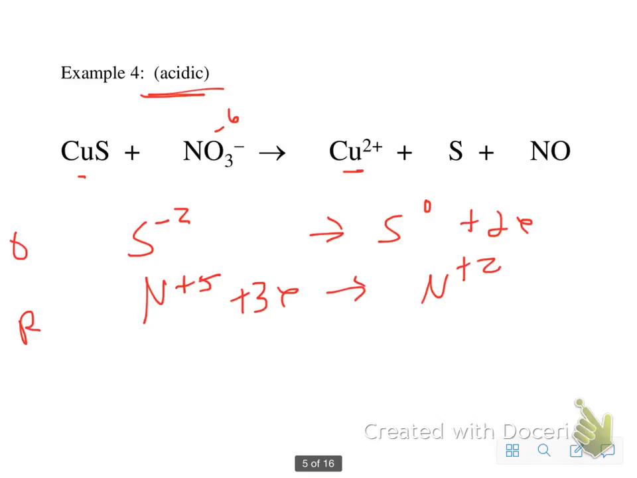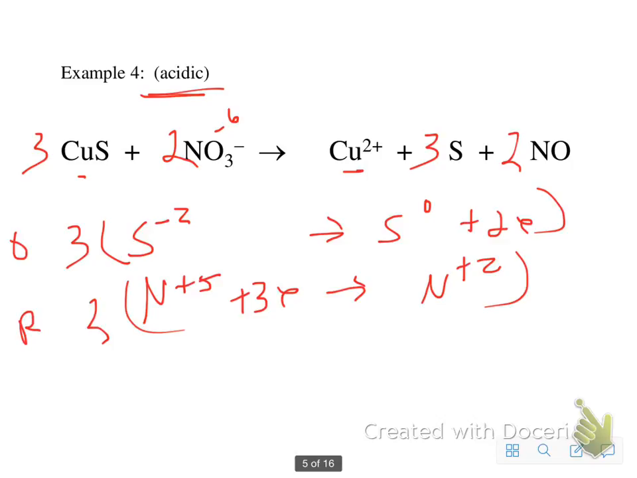Now let's take a look. So let's balance our electrons. In order to do that, I'm going to multiply this equation times 3 and this equation times 2. I bring up my coefficients, 3, 3, 2, and 2. So I have 3 coppers, so I need 3 coppers here. I have 3 sulfurs, 2 nitrogen, 2 nitrogen. Okay, everything's good but my oxygen.